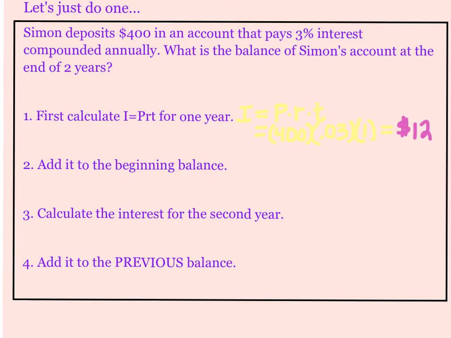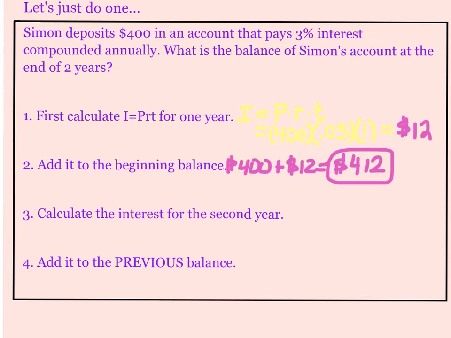Okay, so now what we're going to do is go ahead and add that to the beginning balance. So he started with $400, and now he just earned $12 more in that first year. So let's add those two together. He now has $412. So now we're going to take that amount and do another year, because the question says what is the balance after 2 years. So that was the first year.